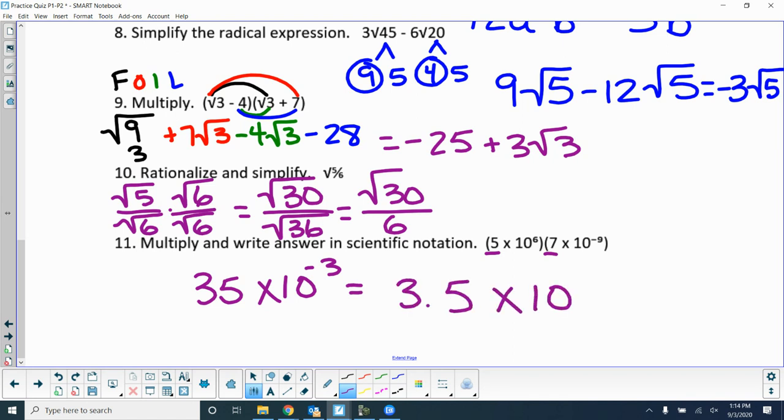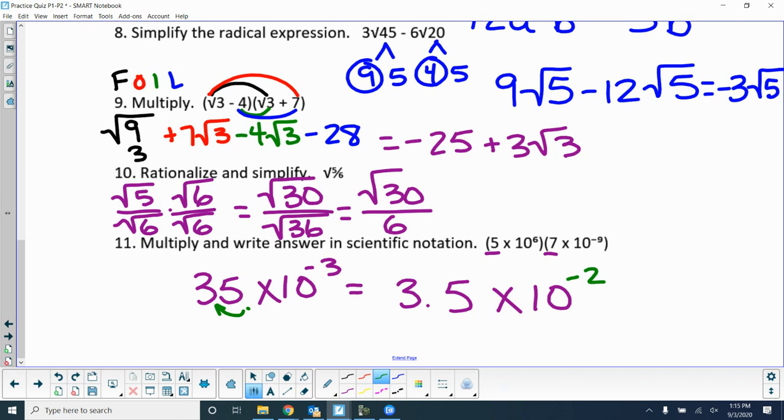So let's think about this. It was right here. And I'm supposed to go 3 places to the left or to the right? Left. So I just went 1 to the left. Right? I just did that. So how many more places to the left? 2 more. So this exponent is negative 2 for my answer. Does that make sense?